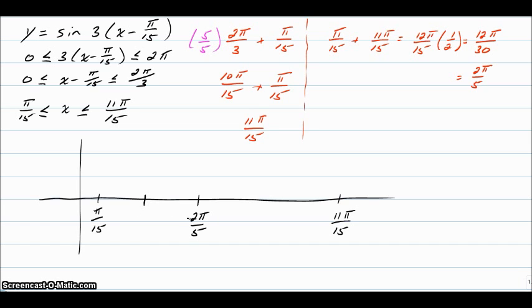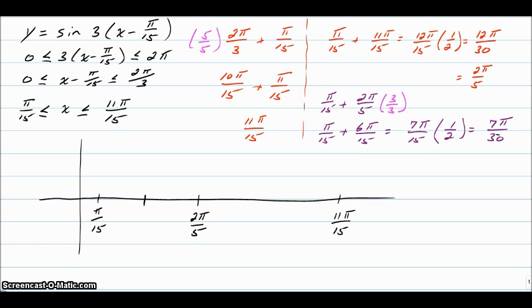So I'm going to add these two values together, pi over 15 plus 2 pi over 5. I need common denominators. I'm going to multiply this by 3 over 3. So that gives me pi over 15 plus 6 pi over 15, which is 7 pi over 15. Take half, multiply by 1/2, and I get 7 pi over 30.